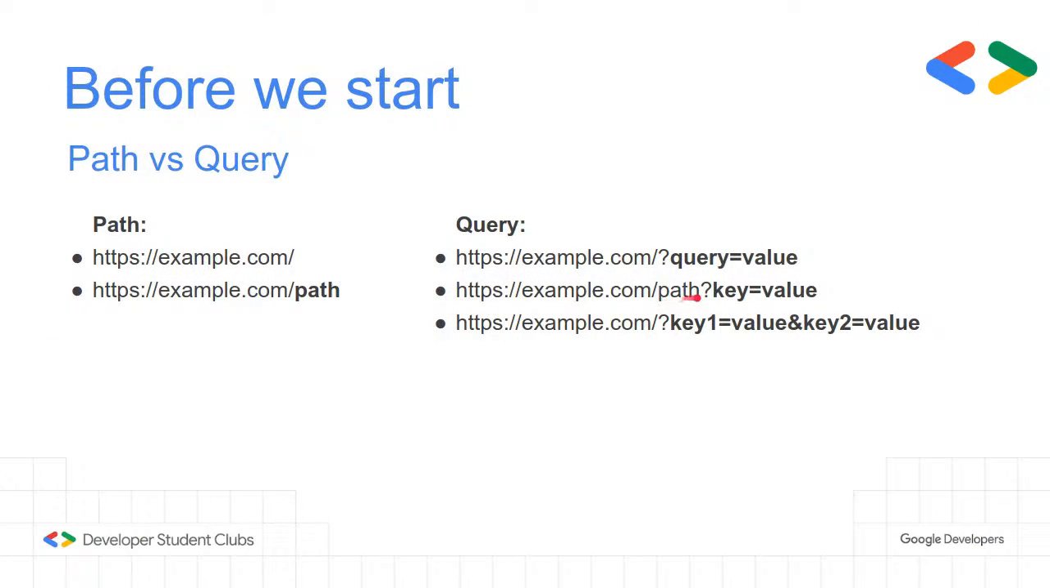So even if you have a folder, if you have something after your slash, or multiple slashes, you're just going to need a question mark, and you're going to need to specify your key and the value, kind of like a dictionary in Python. You can also have multiple queries via an ampersand. So if you have a question mark and a key and a value, you can have an ampersand, and you can add more queries.